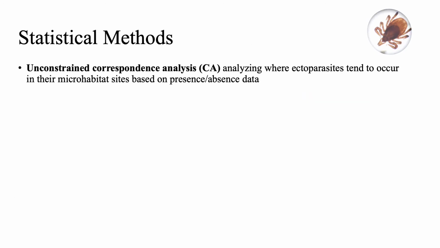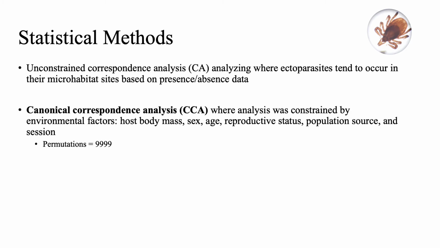Statistical methods were conducted in R, where I performed several ordination analyses. This included an unconstrained correspondence analysis to determine what niche or attachment site on the host ectoparasites tend to occur based on presence-absence data. A canonical correspondence analysis, constrained by environmental factors, was conducted to determine what variables may be affecting ectoparasite species distributions.